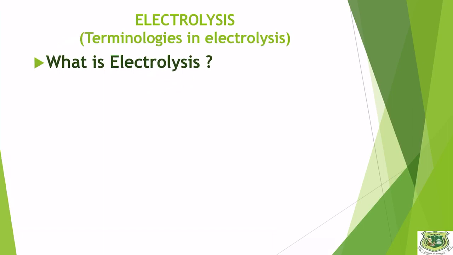Terminologies in electrolysis. First of all, we are going to start with the term electrolysis. Electrolysis is the chemical decomposition of a substance, either in molten or solution, by passing electric current through it. From this term that I just defined, the things required in electrolysis are: 1, there must be electrical current. Then 2, the substance must be in molten or solution.